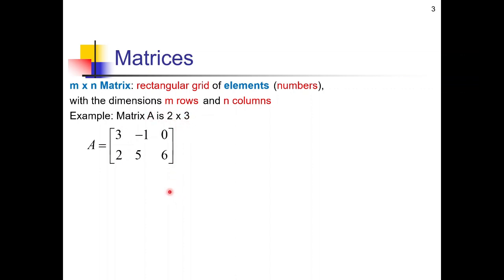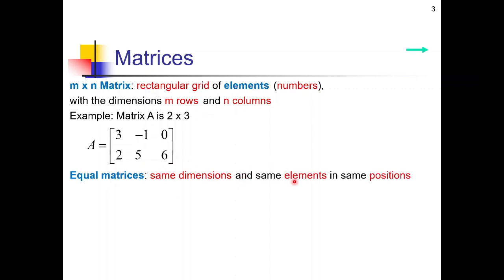Now there is one other thing just kind of worth mentioning, and that is if we say that two matrices are equal, it means that we have the same dimensions and also that we have the same elements in the same positions. So for example, there would be a matrix that was equal to this one if there was another matrix that was a 2 by 3 that had all these same numbers in all the same places.